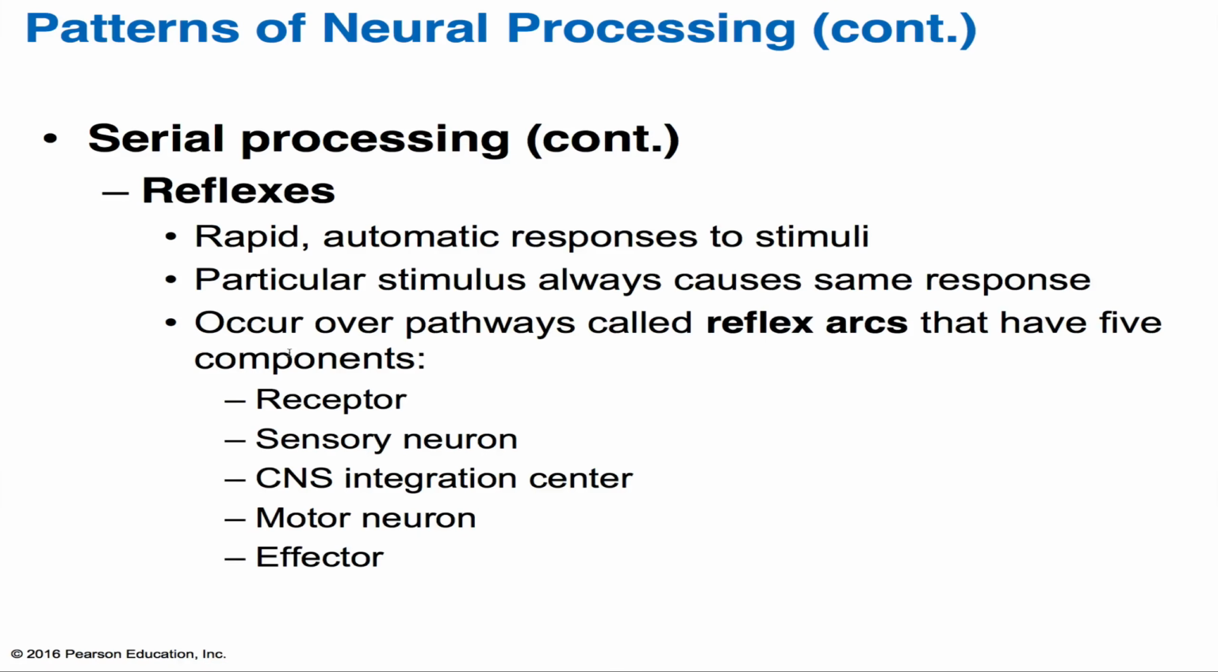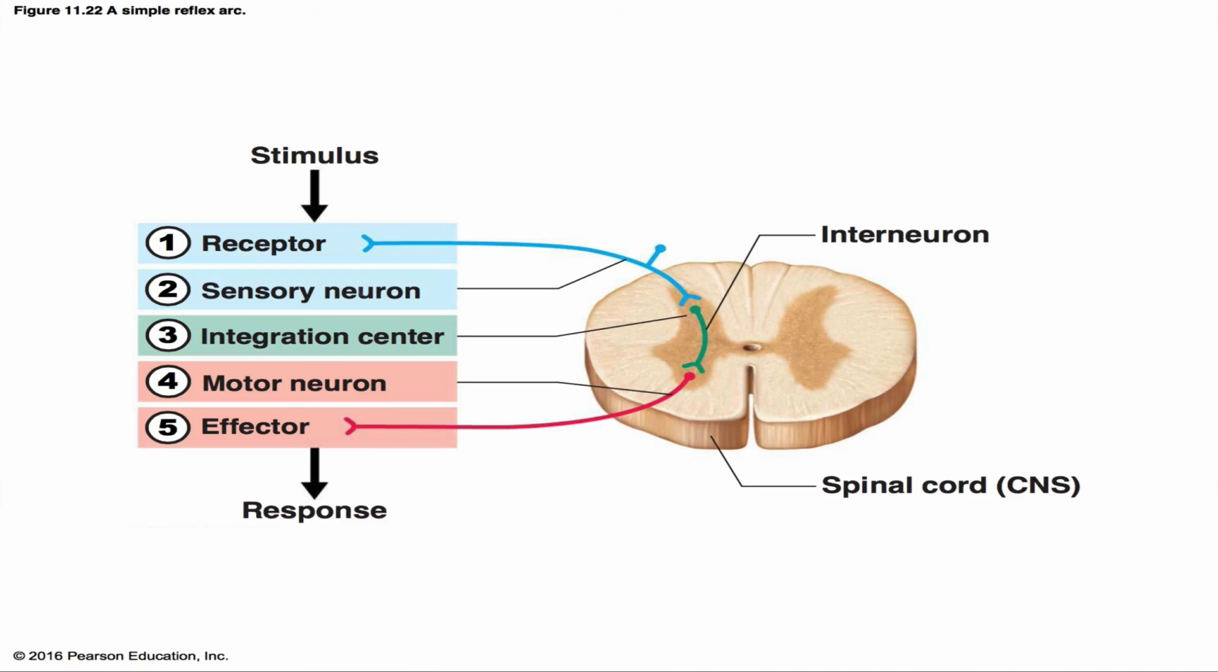Reflexes occur over neural pathways called reflex arcs that have 5 essential components: a receptor, sensory neuron, CNS integration center, motor neuron, and an effector. So here you have a receptor over here. The receptor is connected to the sensory neuron. The sensory neuron goes to the integration center, which in this case is the spinal cord, which then turns into and connects into a motor neuron.